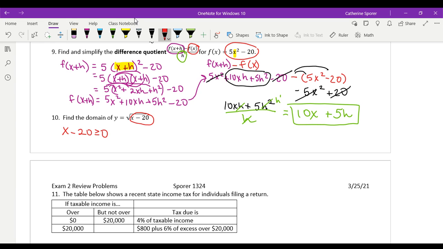So x minus 20 greater than or equal to 0. To solve that, we're going to add 20 to both sides to get x greater than or equal to 20. So that's the domain in inequality notation. In interval notation, all the numbers greater than or equal to 20 looks like the interval 20 comma infinity. So all numbers from 20 onwards is 20 comma infinity. And you put a square bracket around the 20 and a parentheses around the infinity.